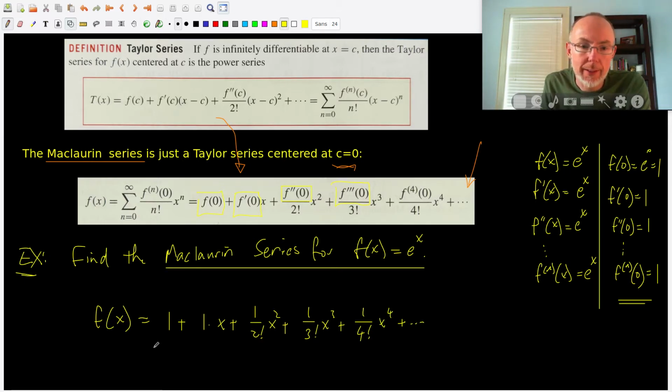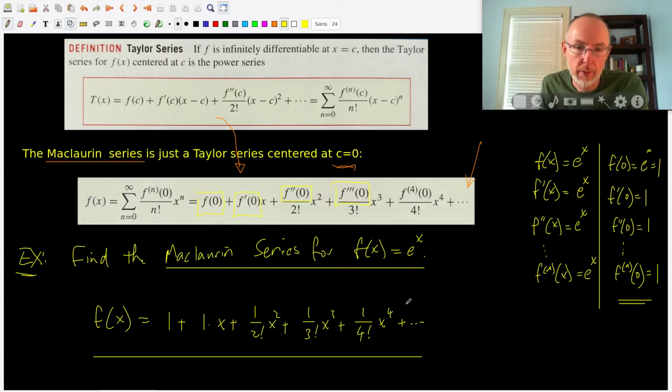This continues forever. And so there is our Taylor series for the exponential function, right? This is just e to the x. Here's the Taylor series for the exponential function centered at 0, also known as the Maclaurin series. And you can see this one is particularly simple. We can write it very easily.